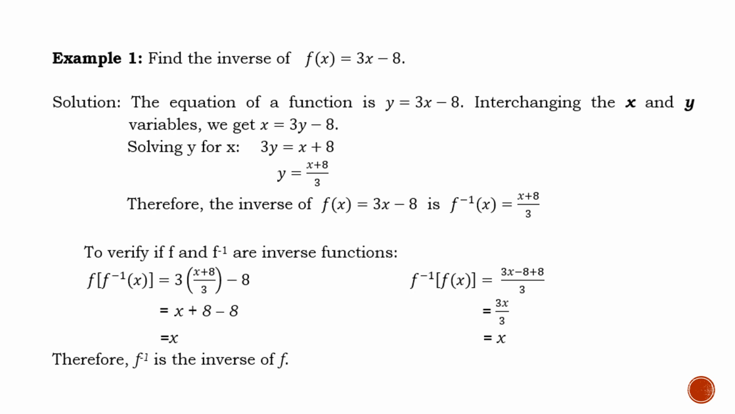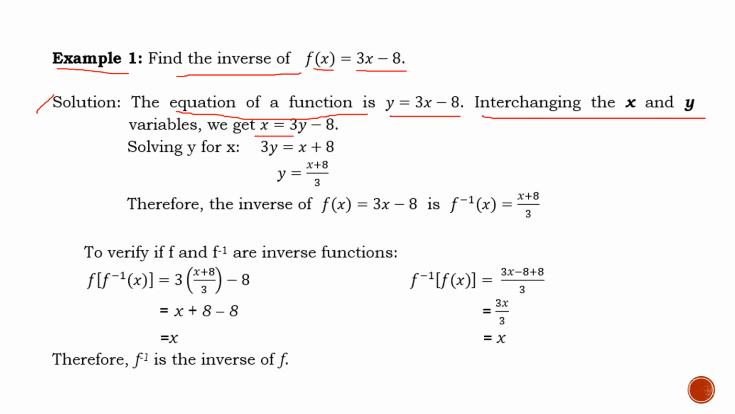So for example number 1, find the inverse of f of x equal to 3x minus 8. For the solution, the equation of the function is y equal to 3x minus 8. First thing to do is to apply the steps in finding the inverse. You will need to interchange the x and y variables.